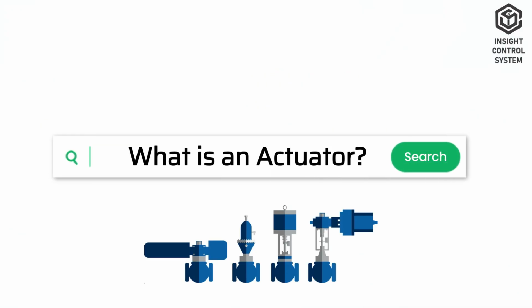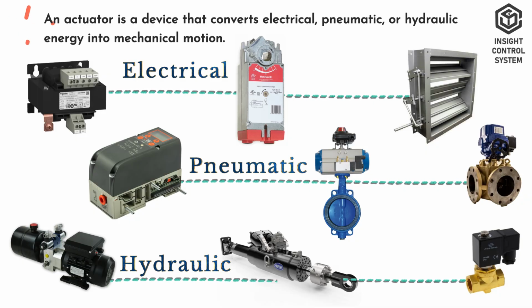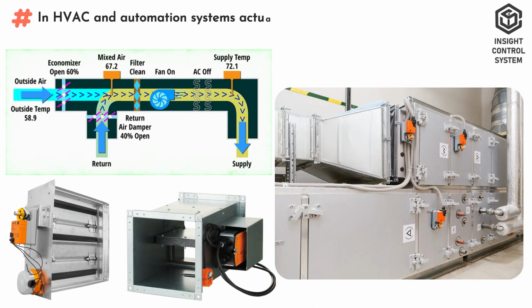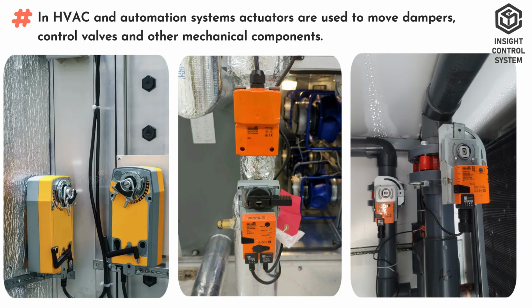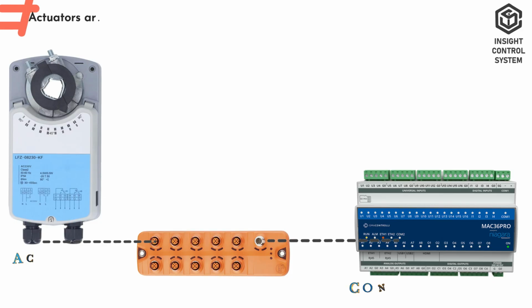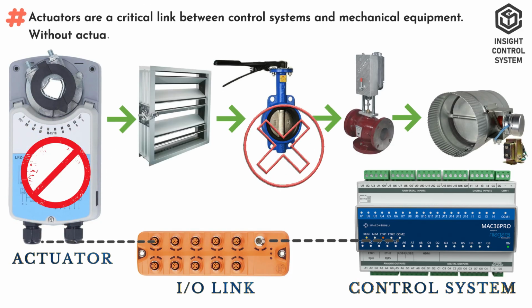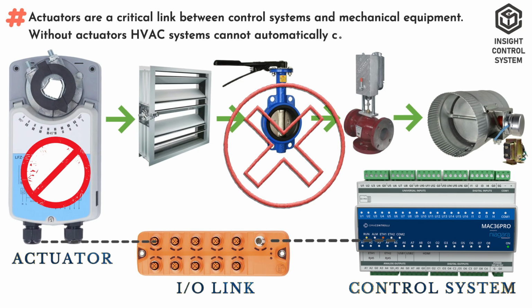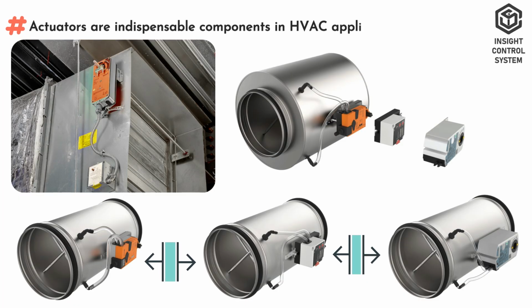What is an actuator? An actuator is a device that converts electrical, pneumatic, or hydraulic energy into mechanical motion. In HVAC and automation systems, actuators are used to move dampers, control valves, and other mechanical components. Actuators are a critical link between control systems and mechanical equipment. Without actuators, HVAC systems cannot automatically control airflow or water flow. Actuators are indispensable components in HVAC applications.